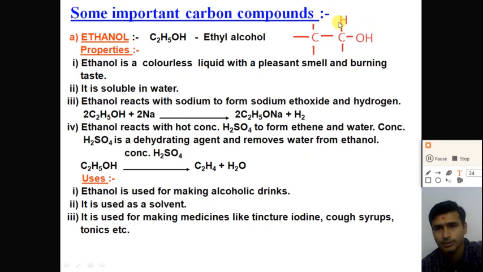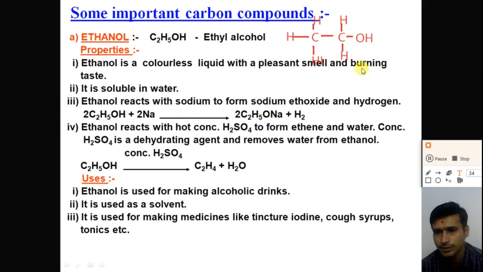Here a hydrogen atom is there, here also a hydrogen atom is there, here also a hydrogen atom, three hydrogen atoms. So the first carbon makes a covalent bond with three hydrogen atoms. The second carbon makes a covalent bond with two hydrogen atoms and one covalent bond with the oxygen atom. So this one is the structural formula of ethyl alcohol. Understand? Now, what are the properties of ethyl alcohol?